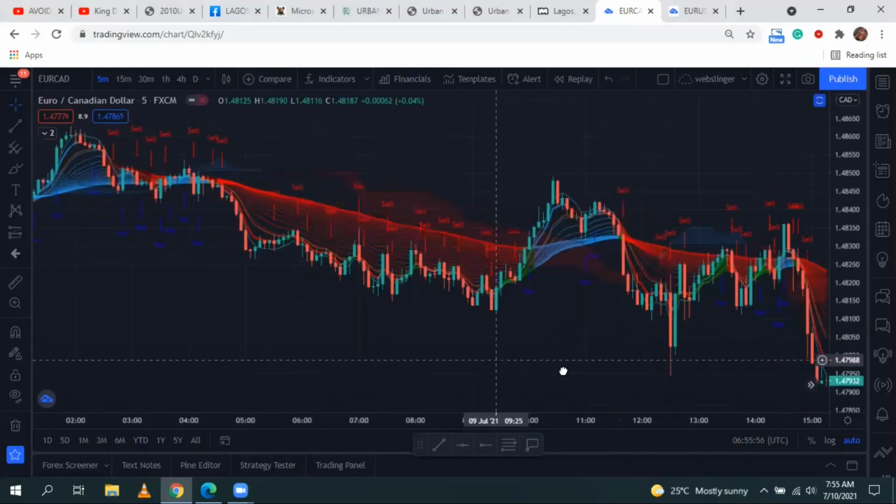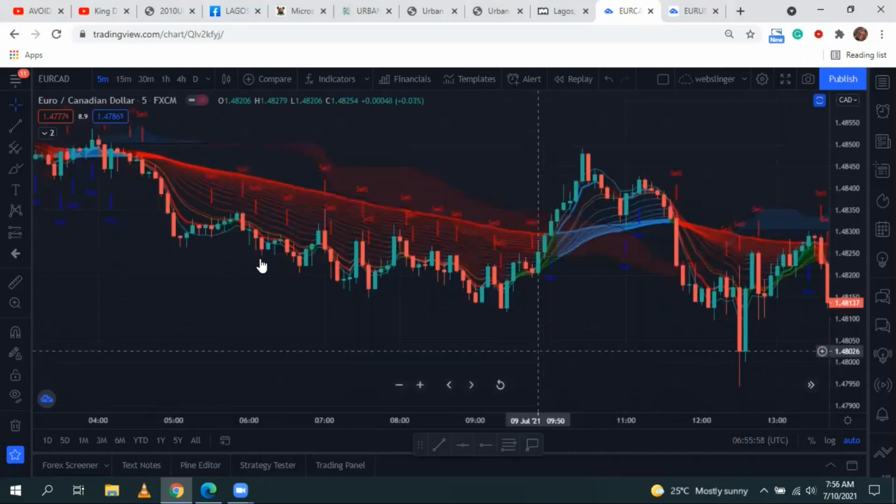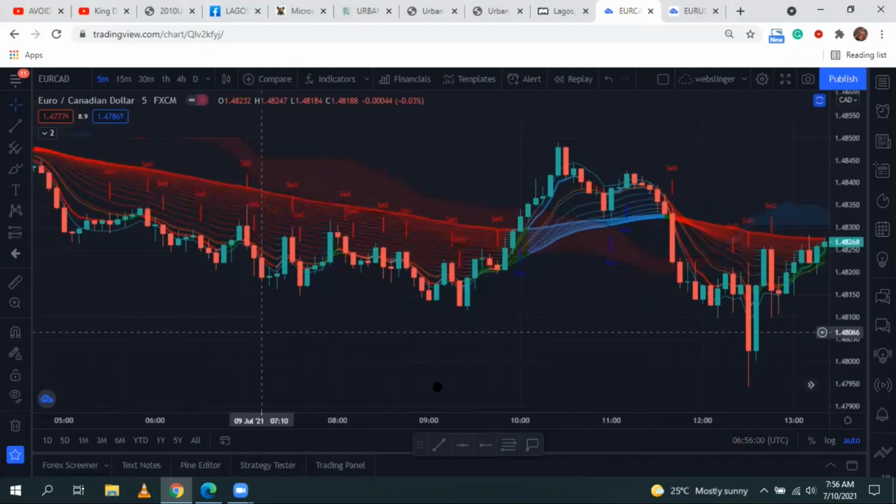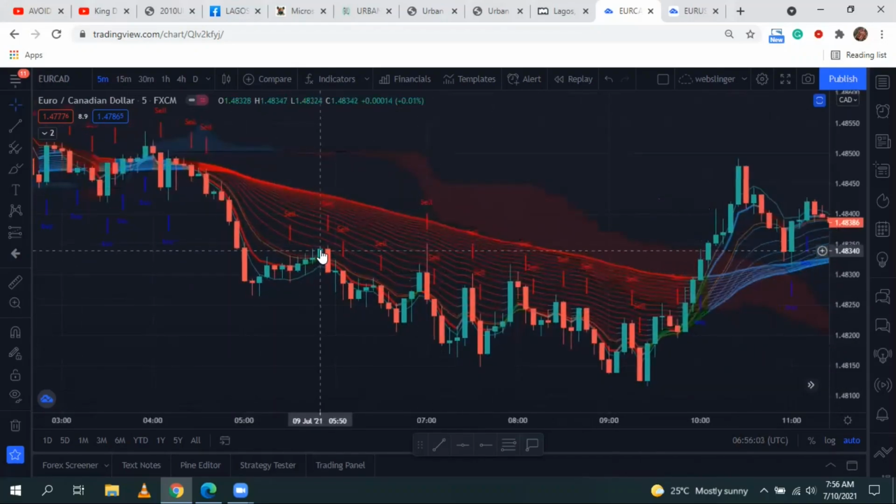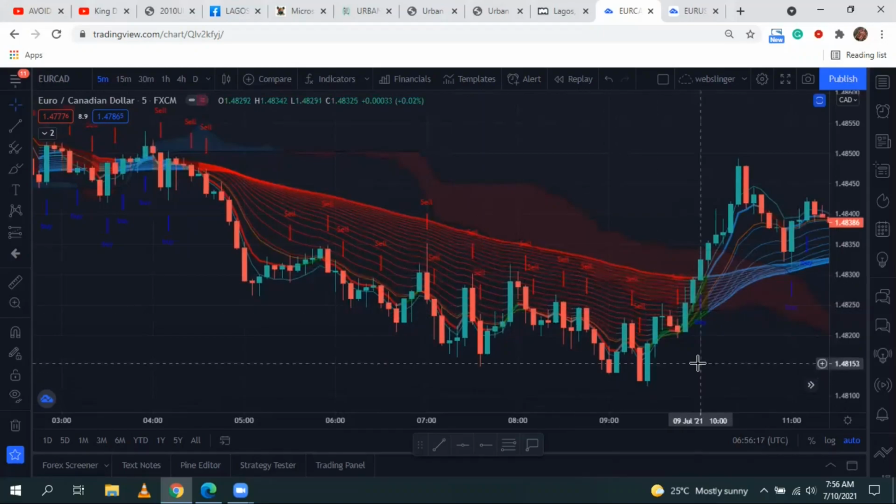And let me open one for you to see. When it's retracing into the web, you are expecting a reversal soon, right? You get your sell, you take it. It retraces again, sell, it retraces again, sell. So imagine you taking all these sells. So that's what the Webslinger is about.